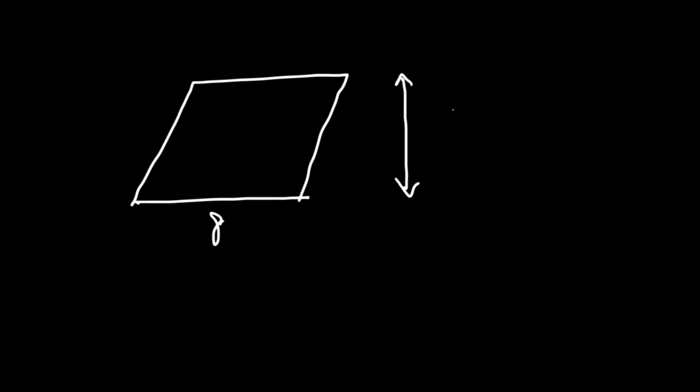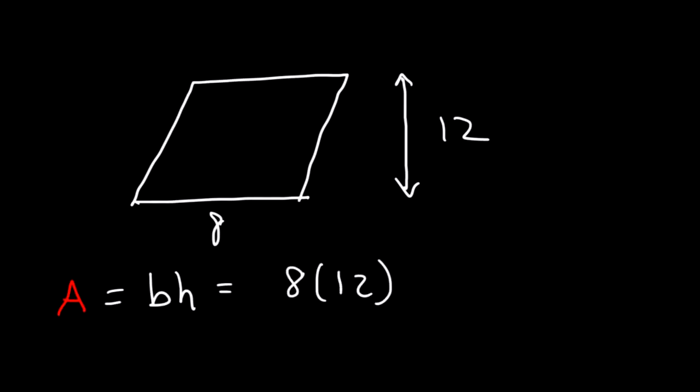Next up, we have the area of a parallelogram. Let's say if the base is 8 and the height is 12. What's the area of the parallelogram? The area is very similar to a rectangle. It's base times height. So it's 8 times 12. And 8 times 12 is 96. So that's the area of this particular parallelogram. Now let's say if we have another one that looks like this.